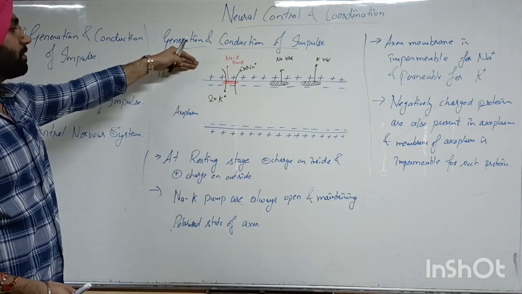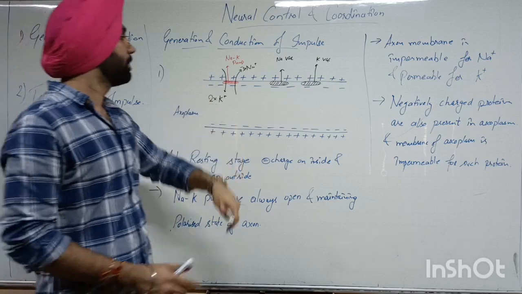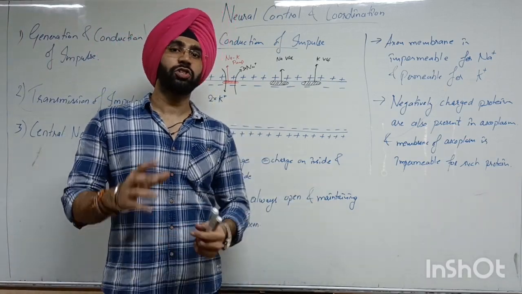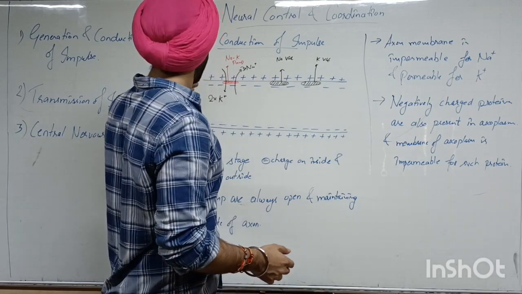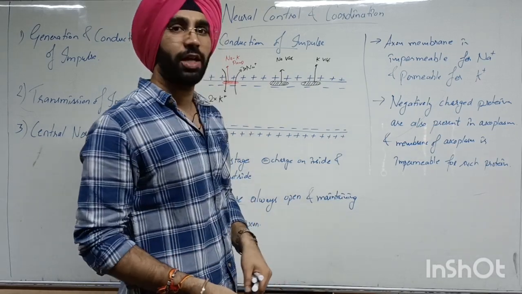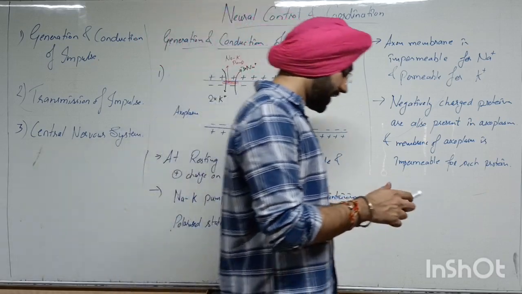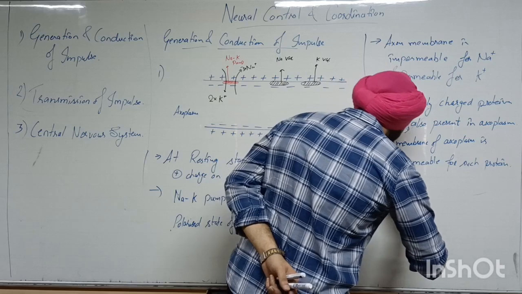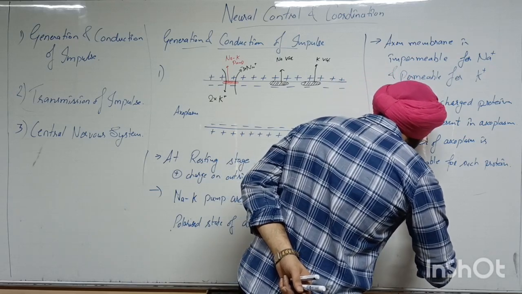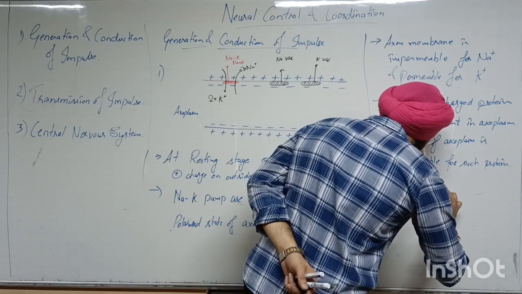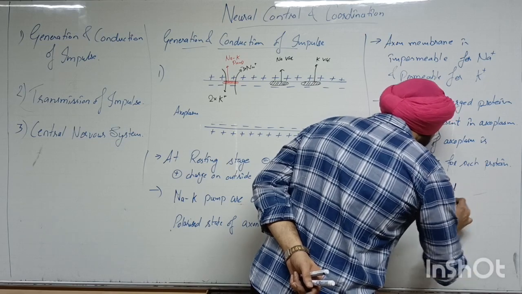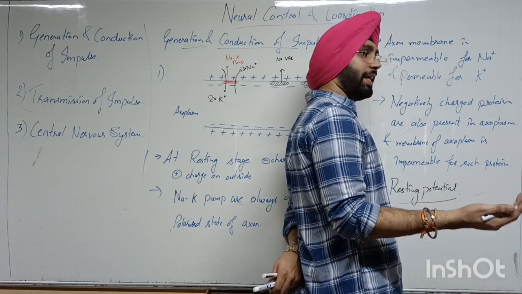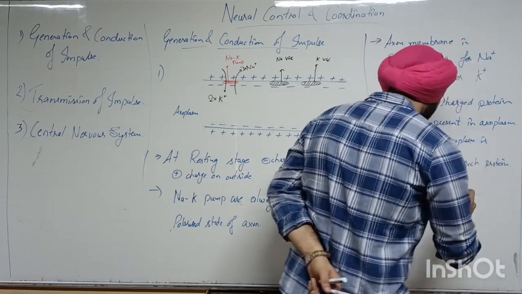At resting stage you can see the positive charge outside and negative charge inside. Such charges develop a potential. That potential is known as the resting potential because the axon is at resting state. So here I am writing with another color. What is resting potential? Resting potential is the potential that is maintained across the membrane of the axon.